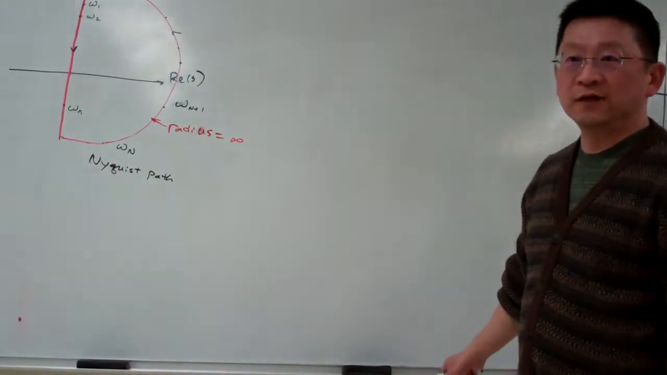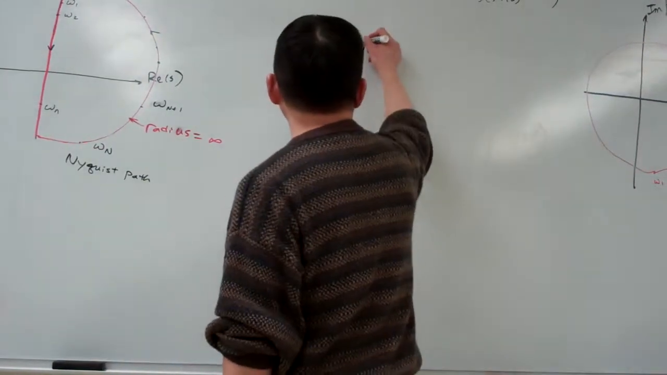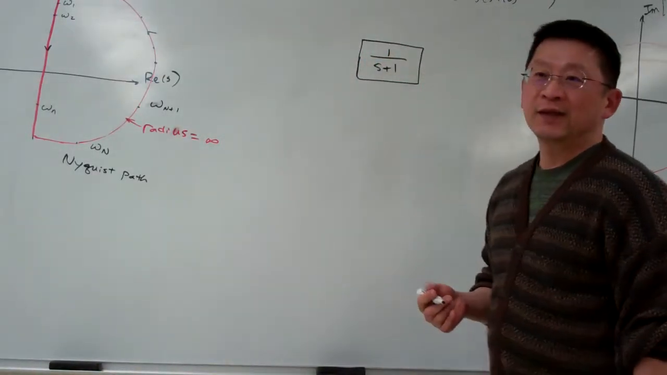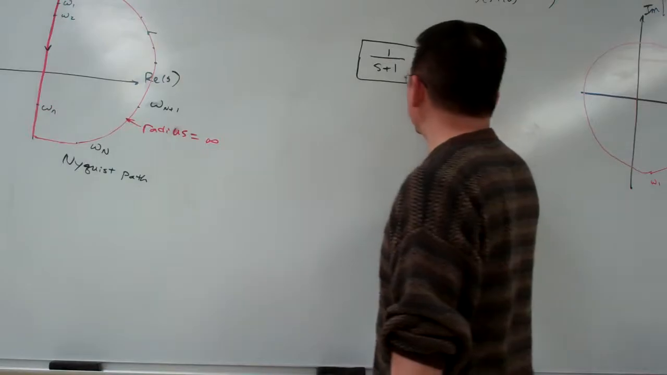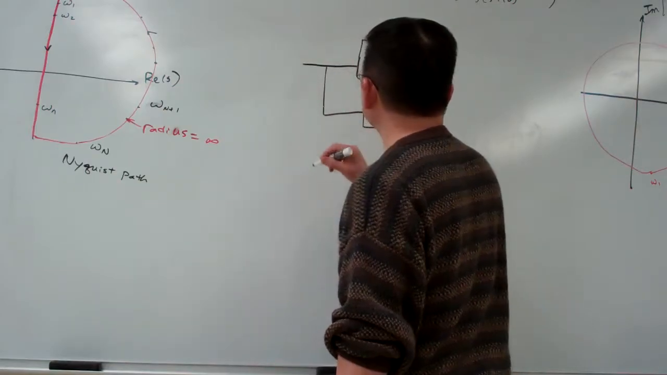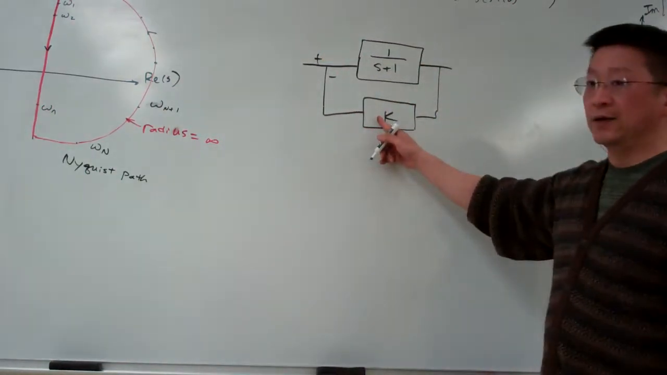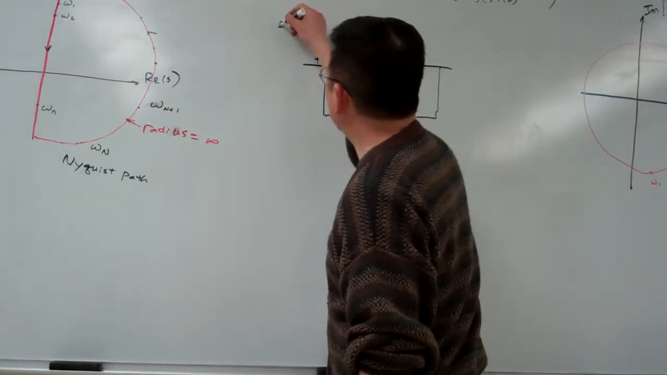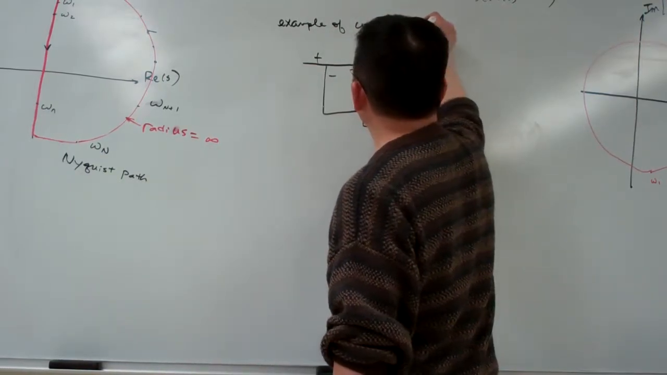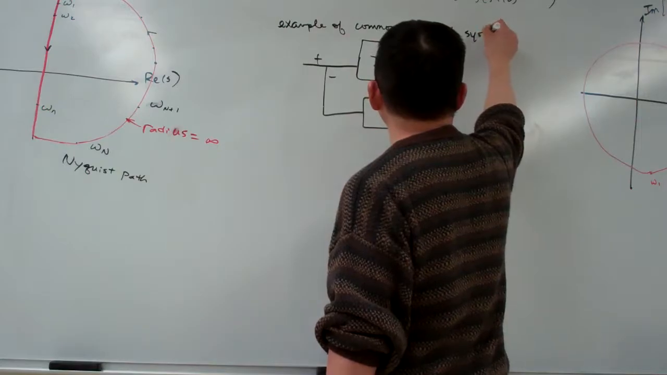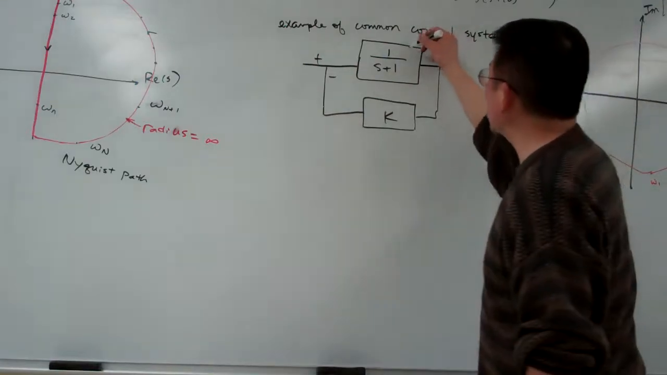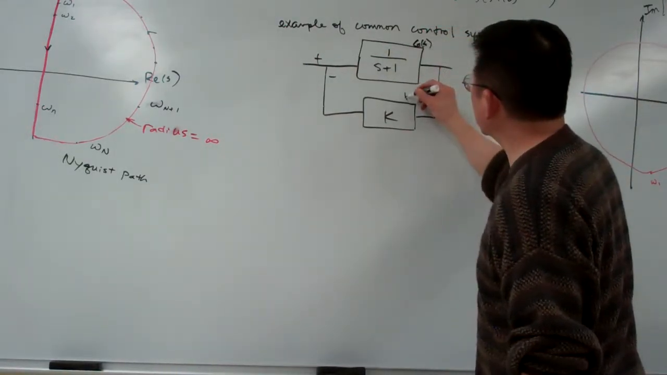For most of the control systems, let me make up one. Say this is an open loop system, S plus 1, a first order system, and you don't like this system, so here you put in a constant gain on the feedback. So here I would say the examples of common control systems. Let me say this is our G, and this is over H.